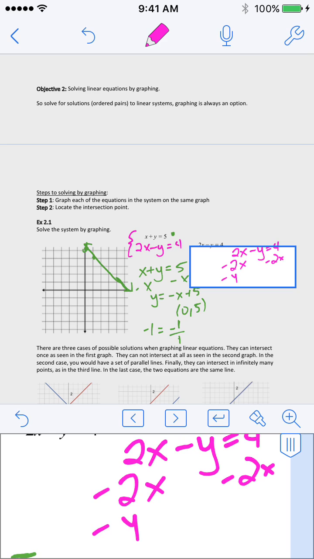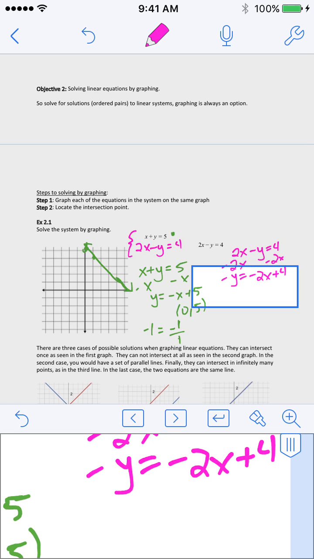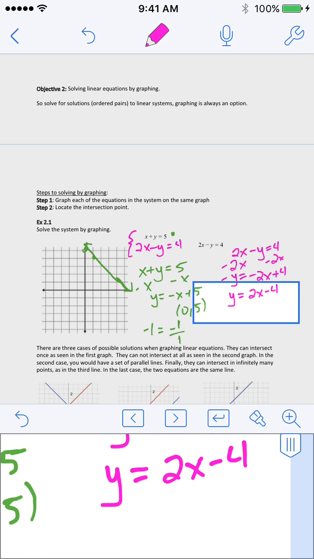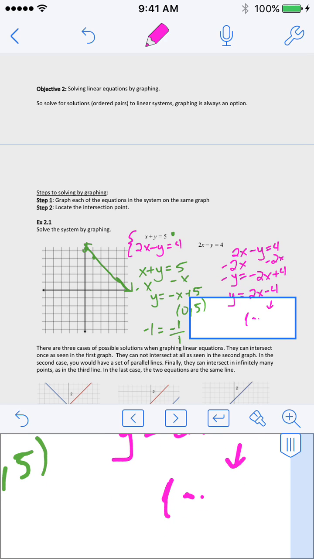Write that better. Negative y equals negative 2x plus 4. And then we'll divide that negative part out, or in other words, divide by negative 1, so we get y is equal to 2x minus 4. Alrighty. 2x minus 4 means our y-intercept is at (0, negative 4).